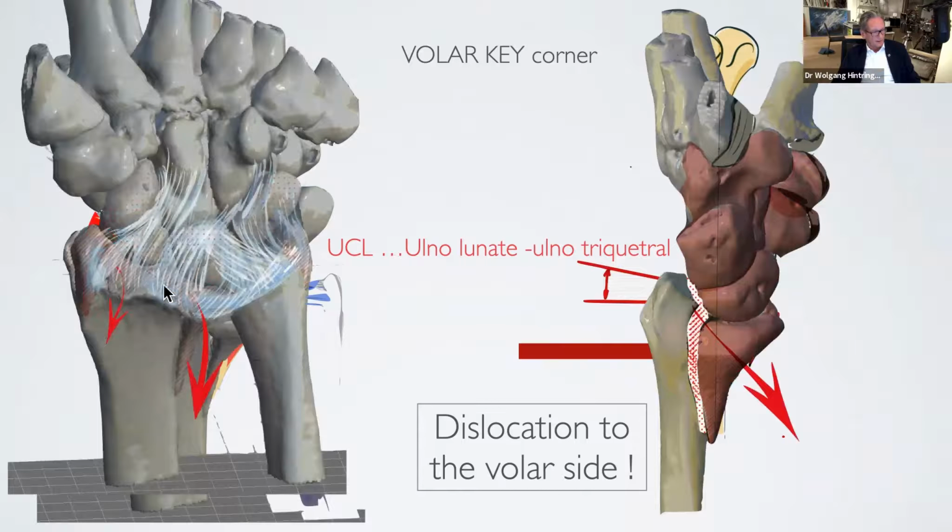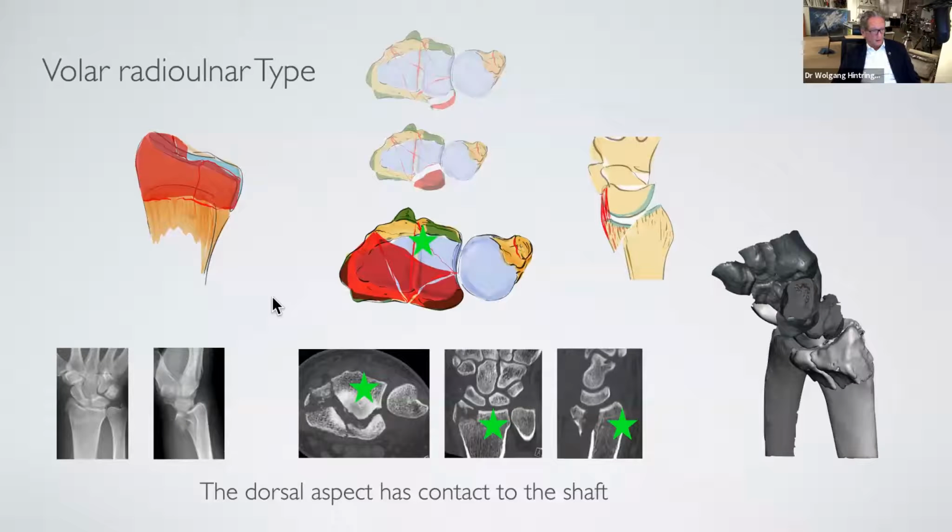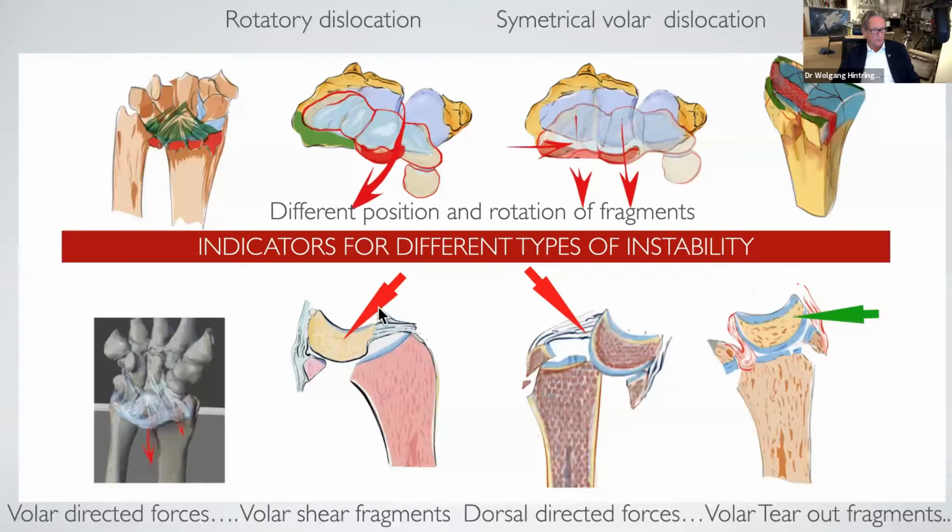You can see here a drawing where you see the volar V ligament, which holds the carpus normally in position. They act like a pulley here and support the whole carpus from volar dislocation. Here you see a volar radio-ulnar type where the whole volar margin is fractured, you can see here the green star. The dorsal aspect is still in contact with the shaft. When you fix this fragment, you get stability of the whole carpus.